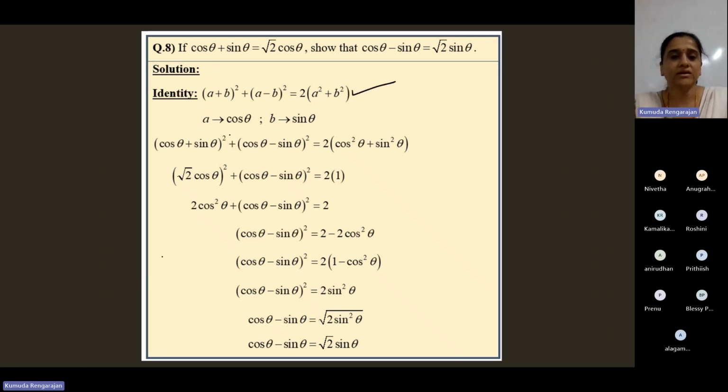So write the identity. Now for a use cos theta, because see, a minus b, so a is cos theta, b is sine theta. So instead of a use cos theta and instead of b use sine theta in the identity. So a plus b, cos theta plus sine theta whole square. Am I clear, children? Please write the identity, and in the identity in place of a and b, write this. For a, replace cos theta. For b, replace sine theta. That's all.